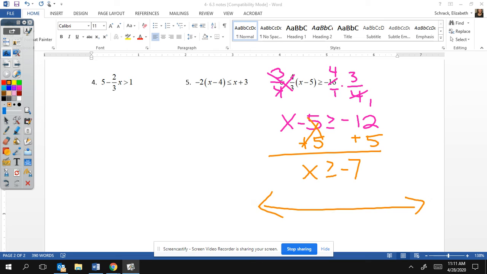Okay. Negative 7 is to the left of 0 on the number line, referring to a closed circle. It includes the answer of negative 7, and my arrow points to the right.